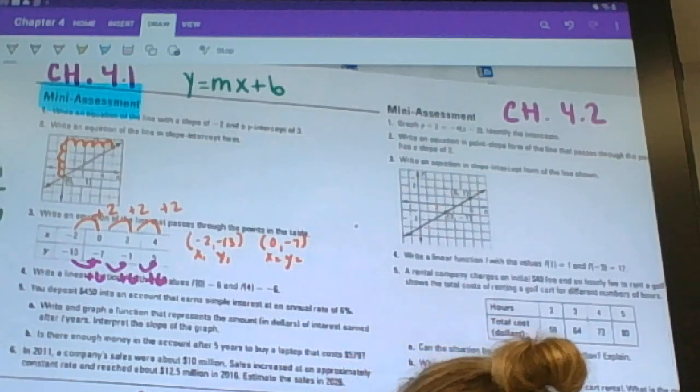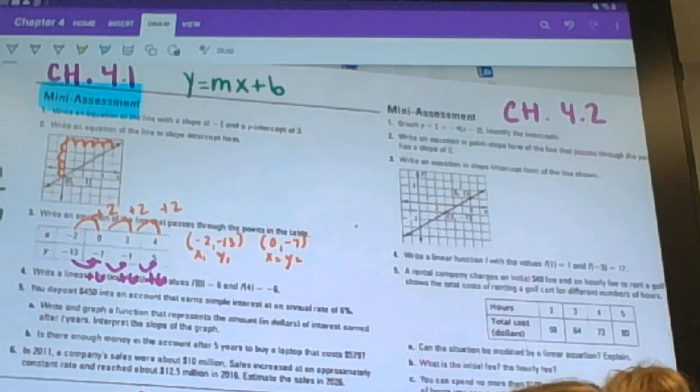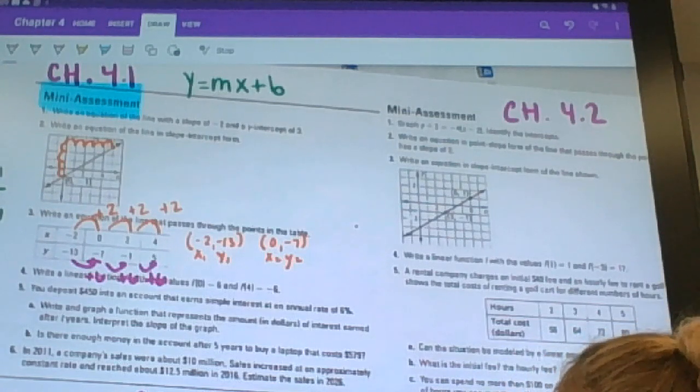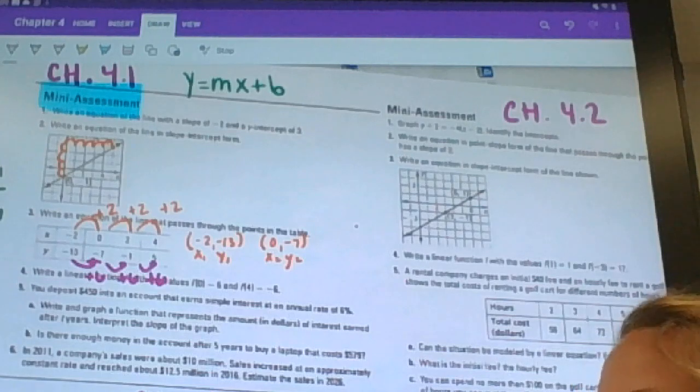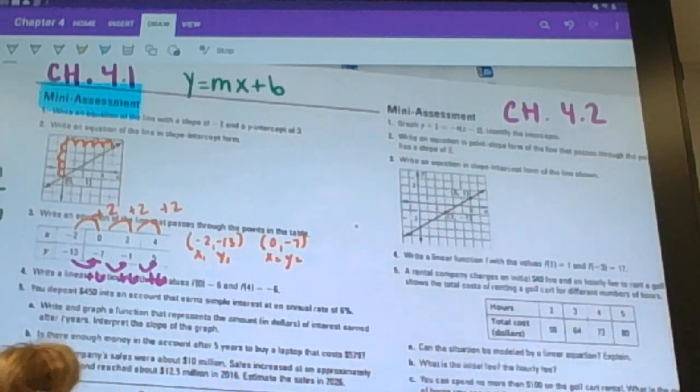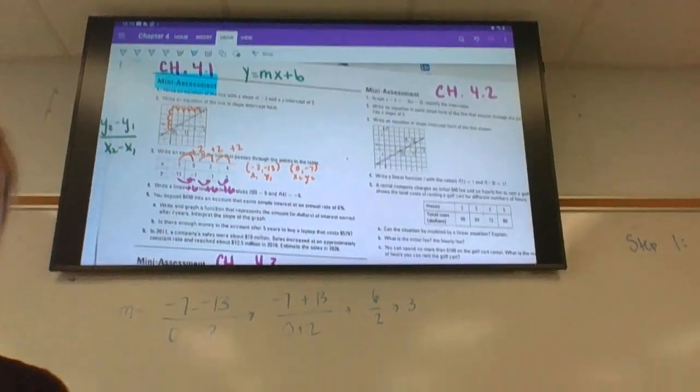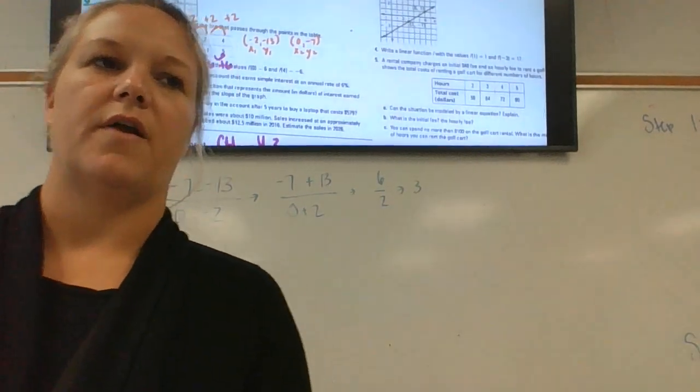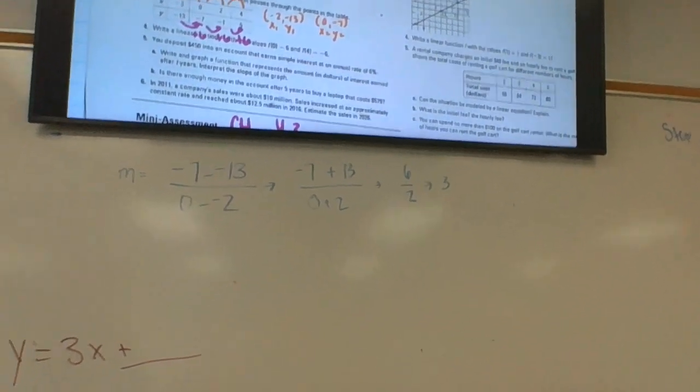So that's -7 plus 13 over 0 plus 2. That's 6 over 2, which is 3. So the table is showing a slope of 3. So now I'm at y equals 3x. But what's the b value? Colton, what's the b value? Number 3.